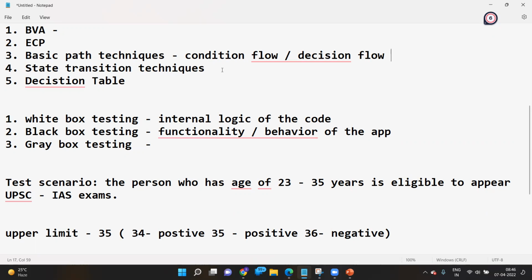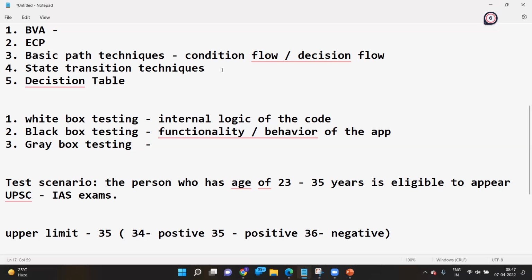State transition technique is ideally followed by scientific application developers, where each and every step is very critical for the application. So they draw each and every step and notify each step as a state, and then they validate each and every state to uncover the defects in the application.